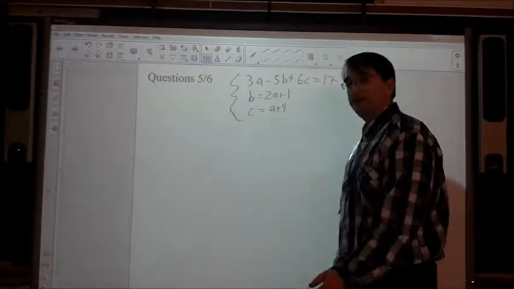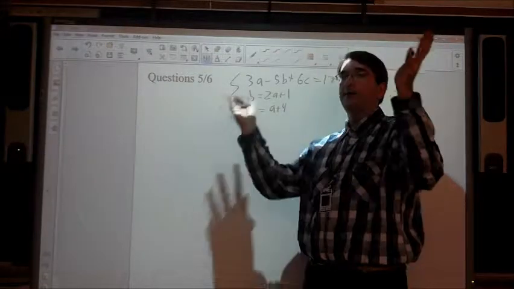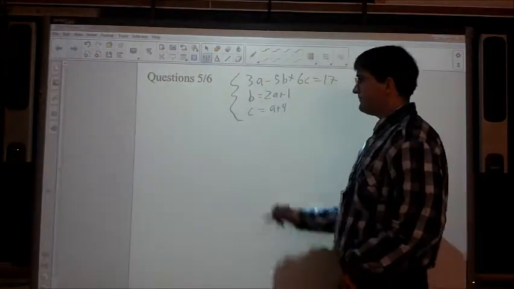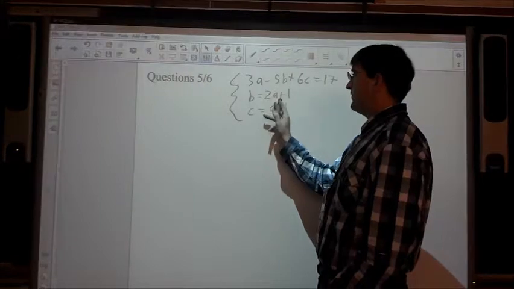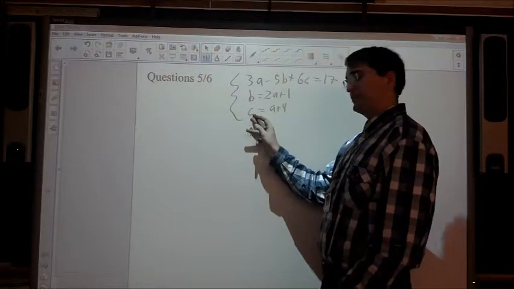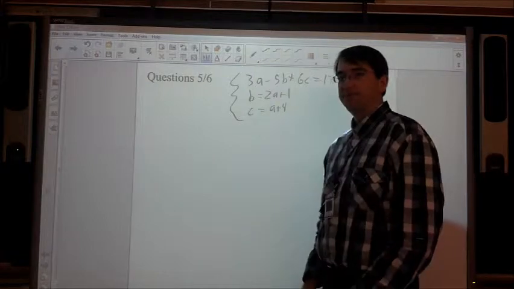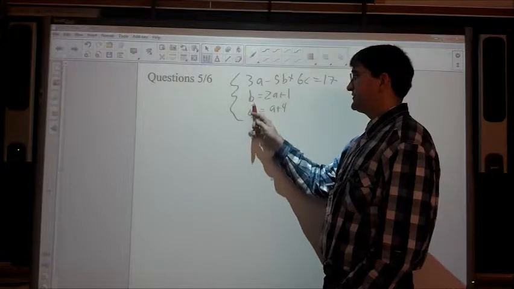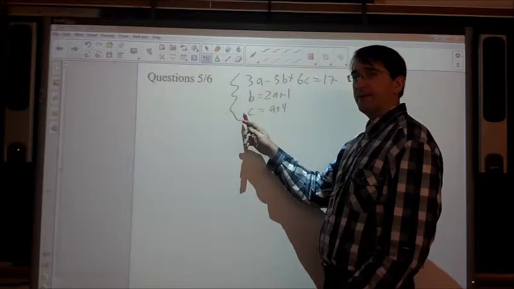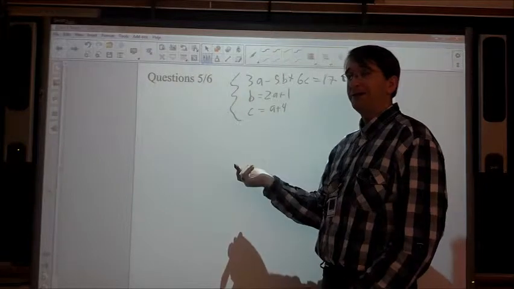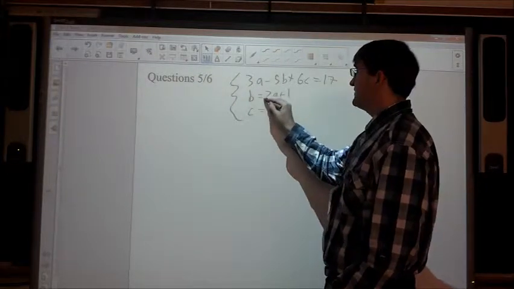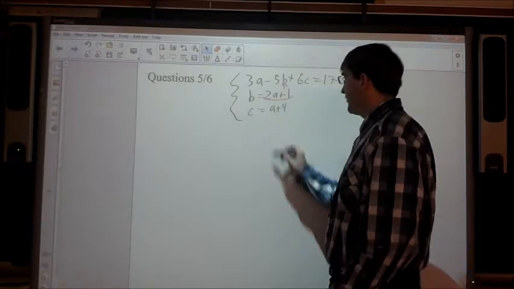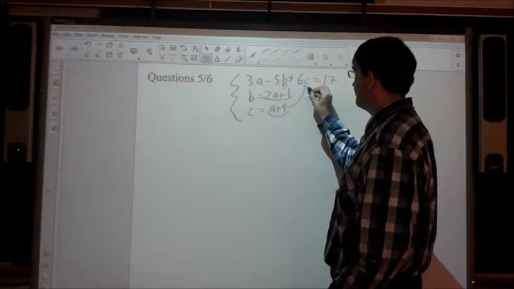Initially, this might seem really complicated because we have 3 equations. How can we possibly solve a system with 3 equations? But look a little closer. We're told that b is equal to 2a plus 1. And we're told that c is equal to a plus 4. Remember, when we have in our system of equations a variable isolated like that, substitution is usually the way to go. And that's what we're going to do here. This 2a plus 1, we're going to substitute that in for b. And this a plus 4, we're going to substitute that in for c.